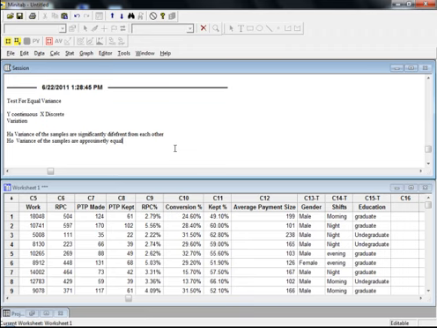Now, what do you mean by significant difference? See, that's not our job. Minitab will find that out using a hypothesis test, whether there is a significant difference or not. Now, let's see how we conduct this test.